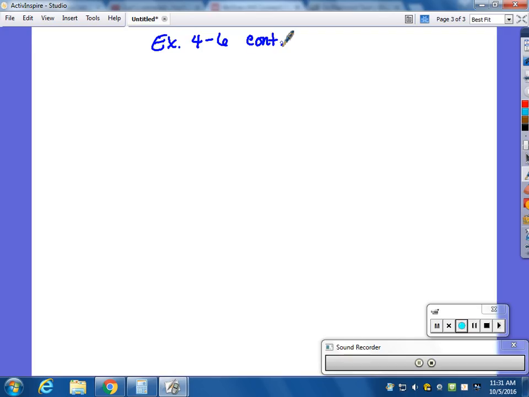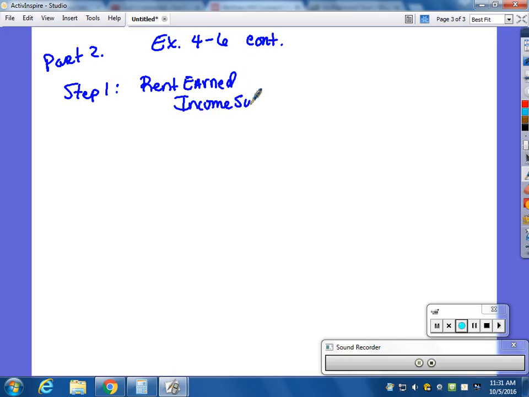So what are the steps? Step one, closing out the revenue to income summary. So what's the journal entry here? Debit rent earned, credit income summary, and it's 120,000 for both. And after we do this, we can say that revenue is closed to zero.